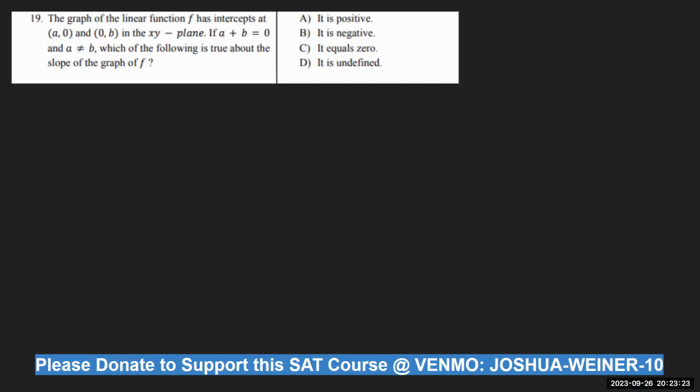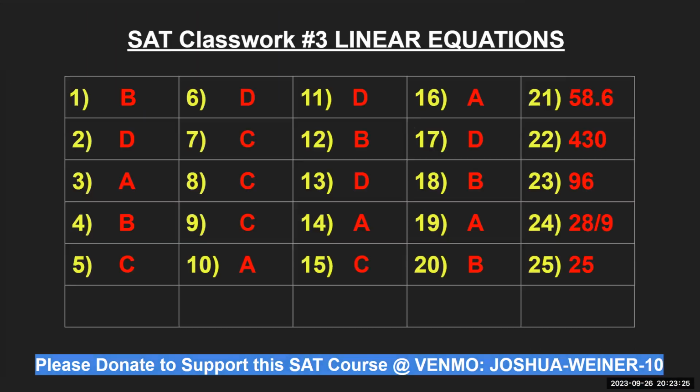I'm going to put on the screen the actual solutions to tonight's practice. If you worked on the odd numbered questions, question 1 was B, 3 was A, 5 was C, 7 was C, 9 was C, 11 was D, 13 was D, 15 was C, 17 was D, 19 was A, 21 was 58.6, 23 was 96, and 25 was 25 degrees.